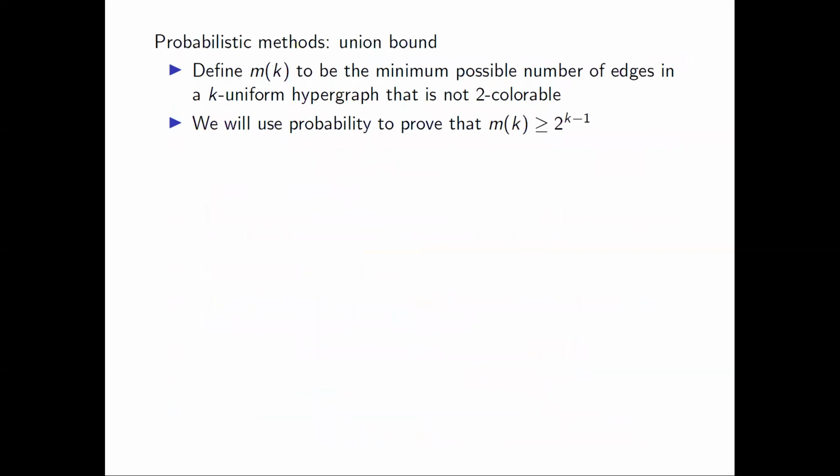So we want to prove that the minimum possible number of edges in a k-uniform hypergraph that is not 2-colorable is at least 2^(k-1). So we can consider a k-uniform hypergraph with fewer edges than that. We can say H is an arbitrary k-uniform hypergraph with fewer than 2^(k-1) edges, and it suffices to show that H is 2-colorable. Because if we can show that H is 2-colorable, that means that any k-uniform hypergraph with fewer than 2^(k-1) edges is 2-colorable. And that would imply then that the minimum possible number of edges in a k-uniform hypergraph that is not 2-colorable would have to be at least 2^(k-1). So that's why we're going to try to prove this.